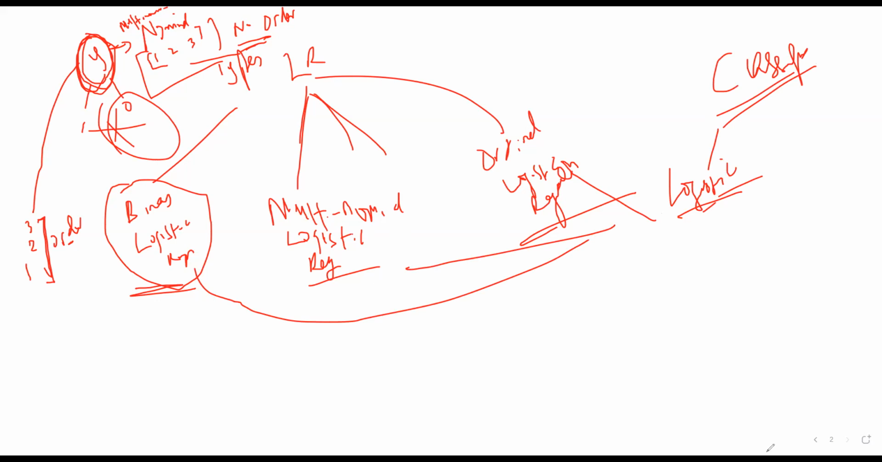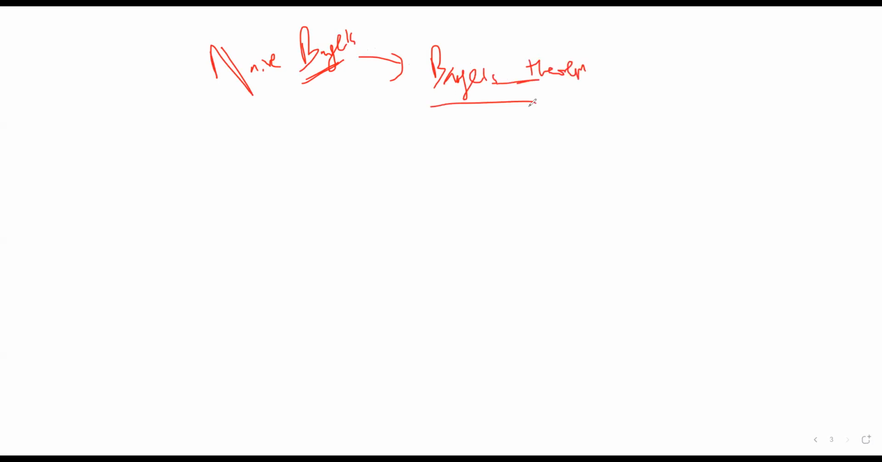All right, good. So let's look at another one. Let's look at naive Bayes. We said this naive Bayes comes from where? It comes from Bayes theorem. And when do we use Bayes theorem?